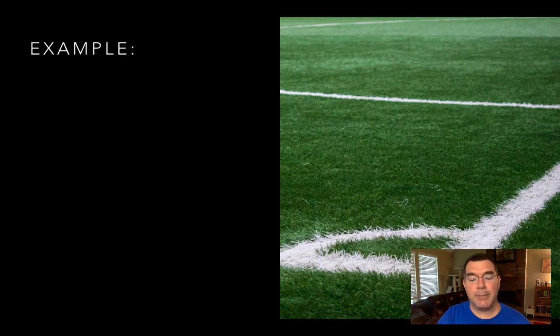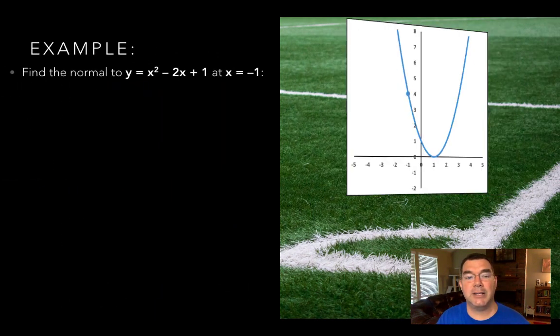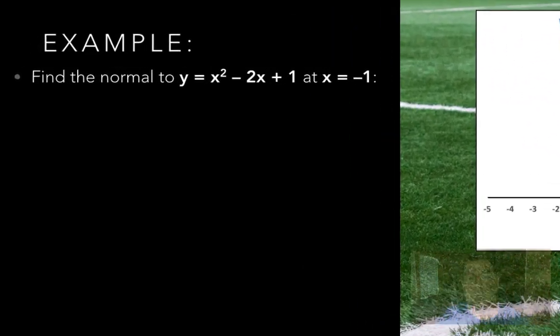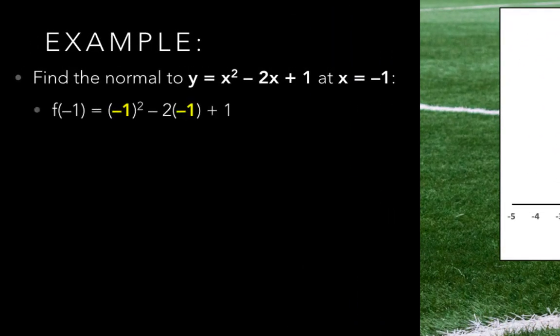Okay, now let's do an example of a normal line. I need to find the normal to y equals x squared minus 2x plus 1, same function, at x equals negative 1. So you see the point right there on the curve. Let's figure out the y value of that point. Plugging negative 1 into the function gives me 4. So I know that the y-coordinate is going to be 4.